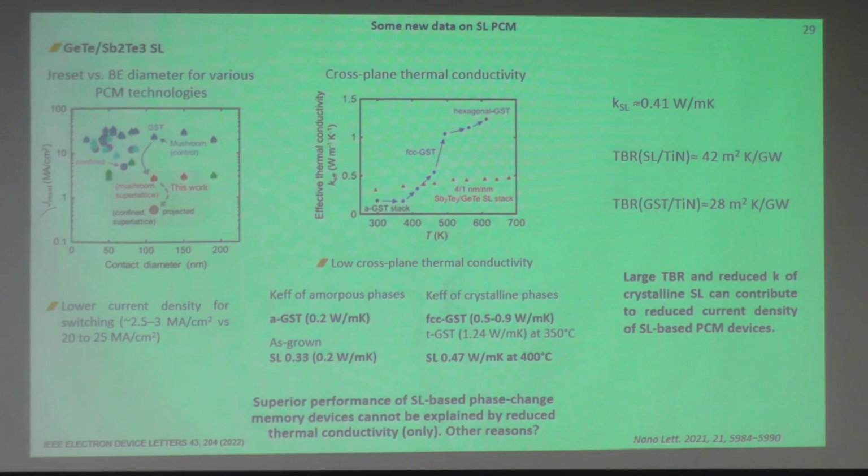But this cannot be explained solely by the small thermal conductivity of these cells, because the thermal conductivity of SGSTs is also lower. But this can be some explanation, some idea, that low thermal conductivity and a large thermal boundary resistance can contribute somehow to the low power consumption of such devices.